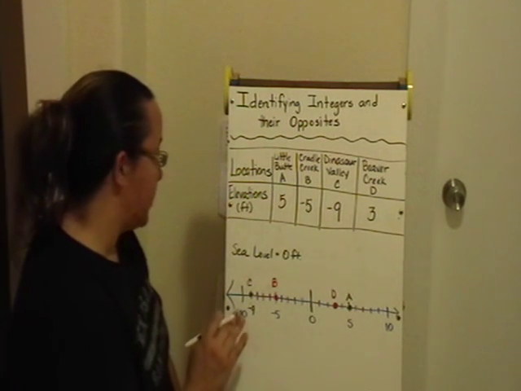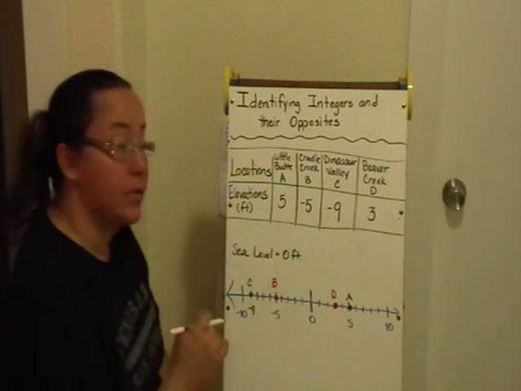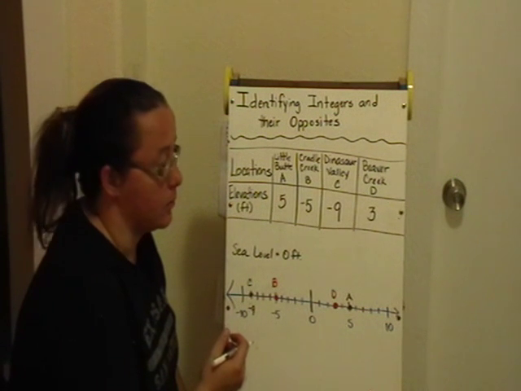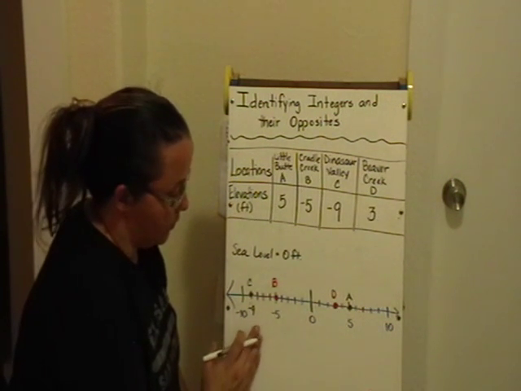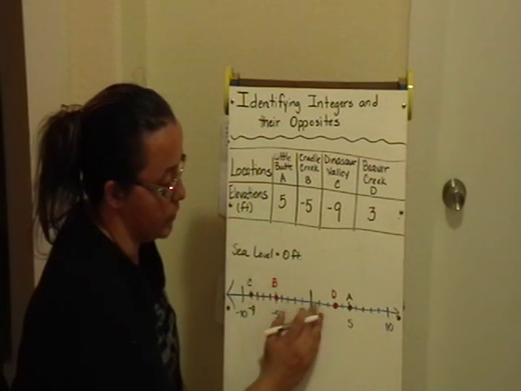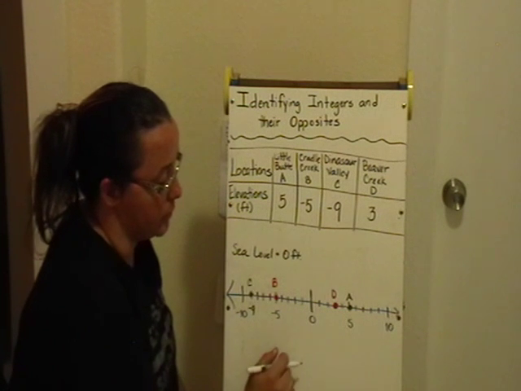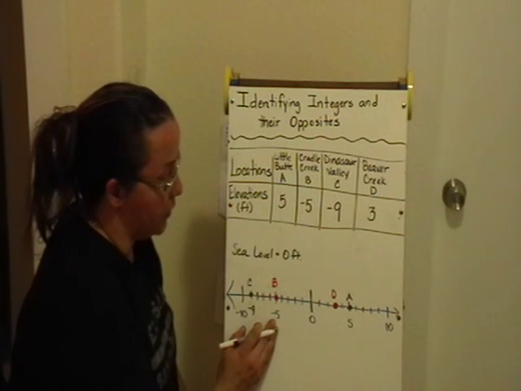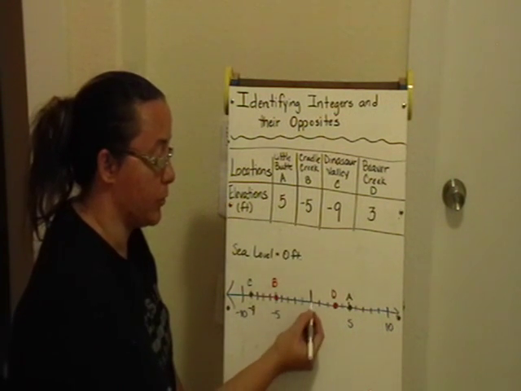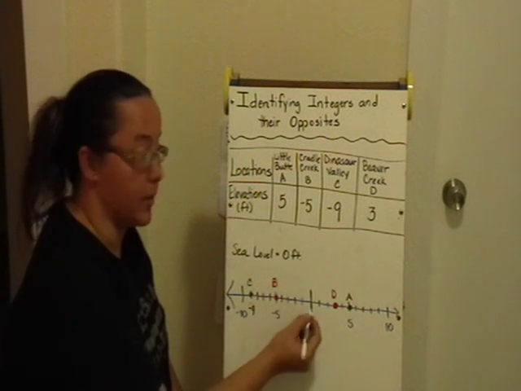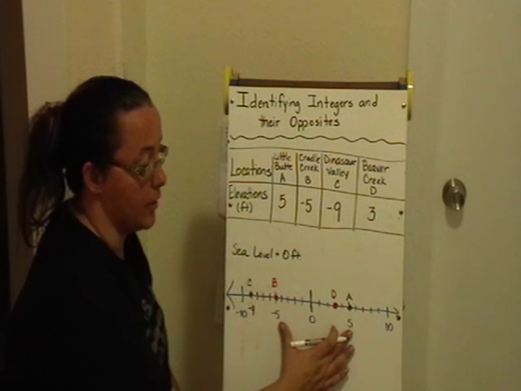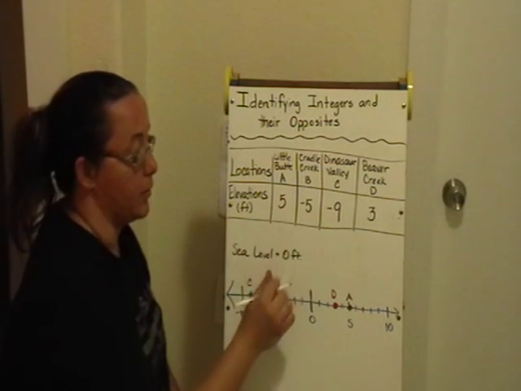Now, which 2 locations are the same distance from sea level? We have Little Butte at 5 feet above sea level, which is 5 units from 0. And then we have Cradle Creek, which is at -5, or 5 feet below sea level, which is also 5 units away from sea level, which is 0. So the 2 points that are the same distance from sea level would be Little Butte and Cradle Creek.